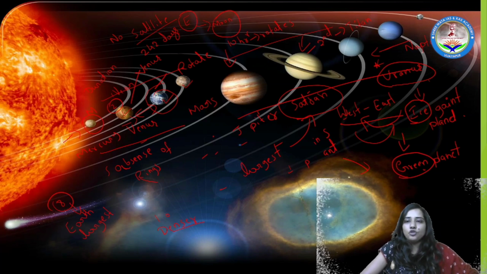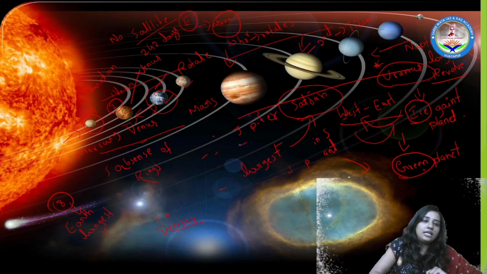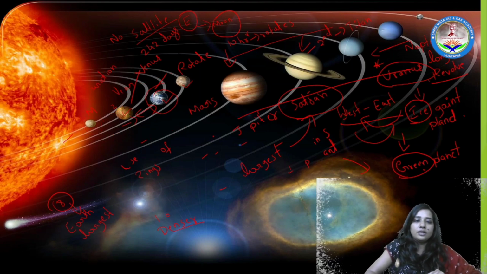Next, coming to Neptune, it takes a longer duration to revolve around the Sun. Why? Tell me in the comment section. I have already told you why. So this is regarding your solar system. Fine. So I have explained the features of the solar system.